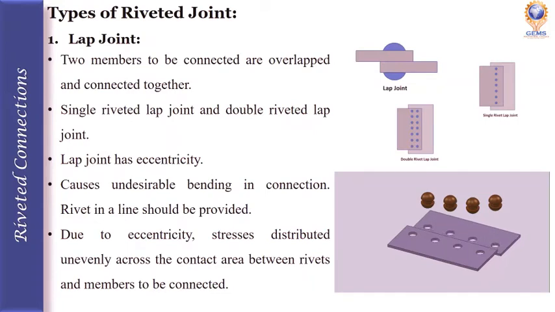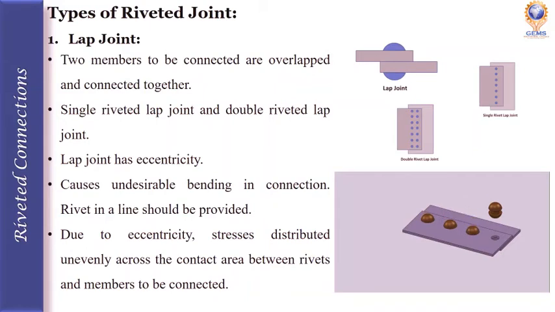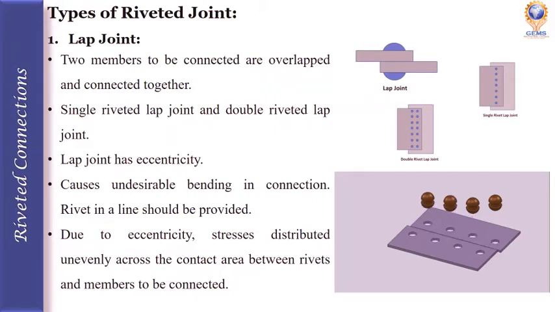Next heading, types of riveted joints. There are two types of joint. First one, lap joint. Second one is butt joint. Let's start with the lap joint. Two members to be connected overlap and are connected together as shown in the figure or in the video. Such a joint is called a lap joint.